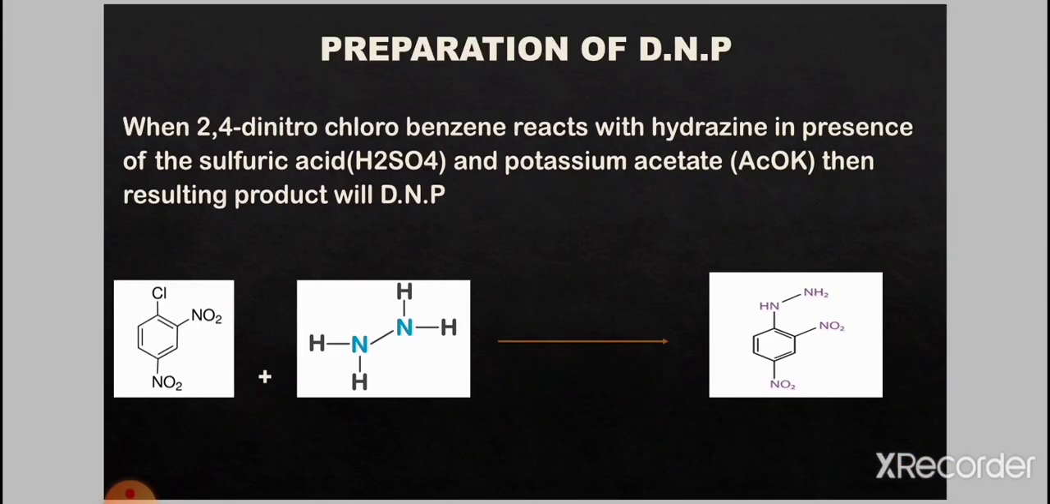How to prepare it? When 2,4-dinitrochlorobenzene reacts with hydrazine in the presence of sulfuric acid H2SO4 and potassium acetate CH3COOK, then the resulting product will be 2,4-DNP. This is the reaction: how to prepare 2,4-dinitrophenylhydrazine.